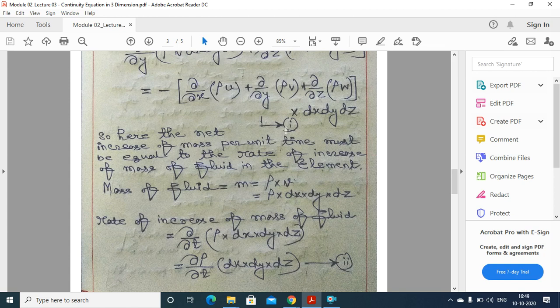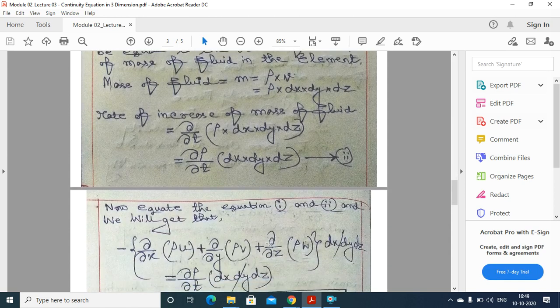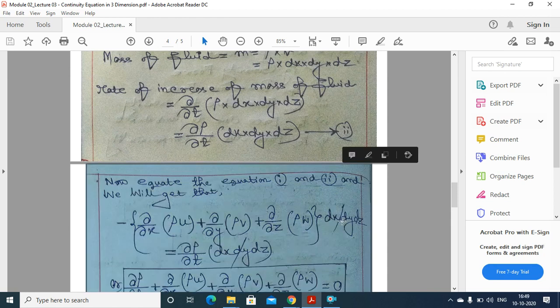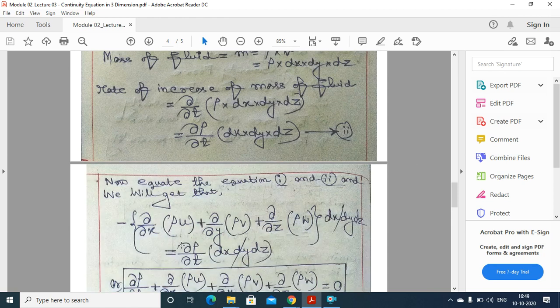So if we equate these two equations, we get minus del x rho into u plus del y rho into v plus del z rho into w, into dx dy dz, is equal to del rho by del t into dx into dy into dz. So dx dy dz will cancel out.